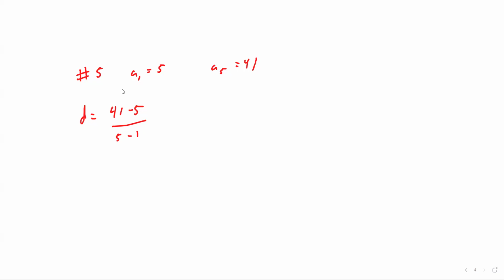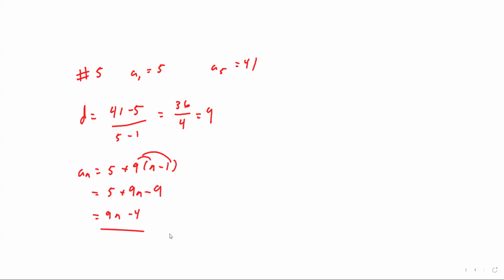So you're going to subtract the largest one. So 41 minus 5 would be 36. 5 minus 1 is 4, which will give you 9. So your difference there is 9. Once you have the difference and you have a sub 1, now you can plug it in. So this would be 5 plus 9 times n minus 1. Distribute this out. So you get 9n minus 9, and then 9n minus 4.